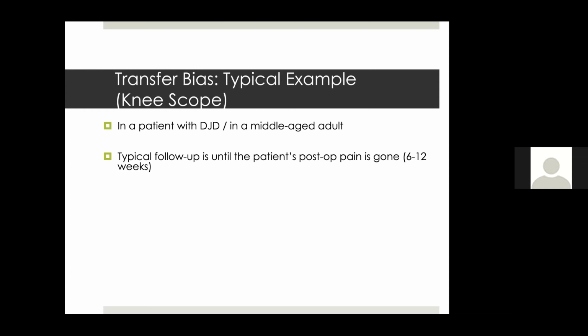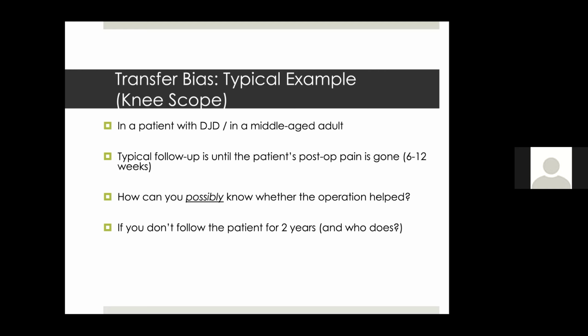But let's look at a more typical example that's an everyday thing in general orthopedic clinics. Let's talk about knee arthroscopies in patients with degenerative joint disease or meniscal tears in middle-aged adults. Typically, the follow-up from the arthroscopist is until the post-op pain is gone, maybe 6 weeks, maybe 12 weeks. And the question is, how can you possibly know whether the operation has helped? If you don't follow the patient for 2 years, and who does, you don't really know, because it takes the patient a few months to get back to normal, or try to.